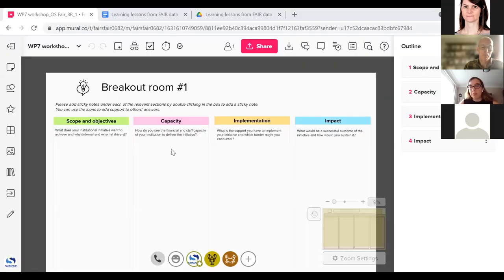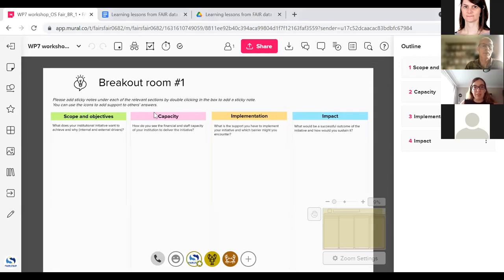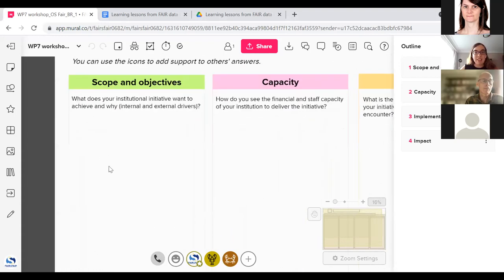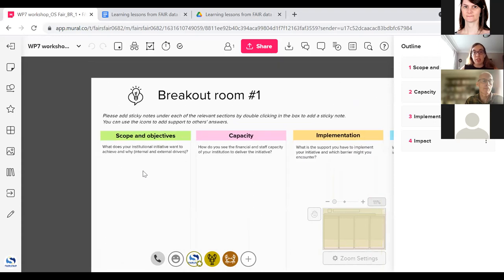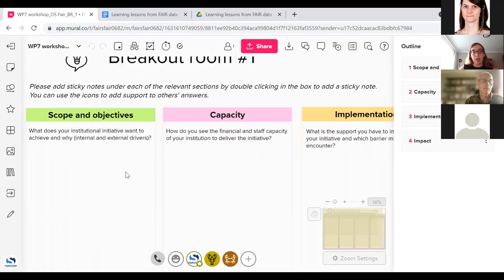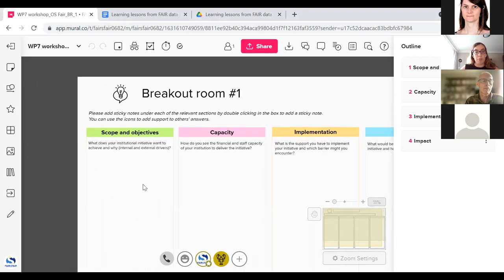Okay, so for those of you that are not familiar with mural, the aim of this exercise will be to gather your feedback around the question that the moderators will introduce. I will just say how you can give us your feedback. The main objective of mural is to post sticky notes in the different sections that you see here. You can move in the document by using your mouse, and zoom in and out using the board at the bottom right side of your screen and also your mouse.